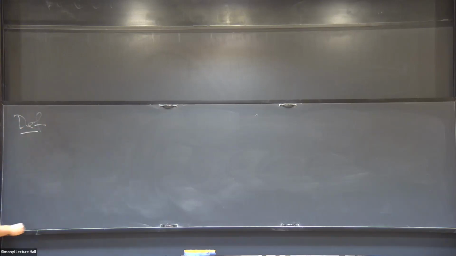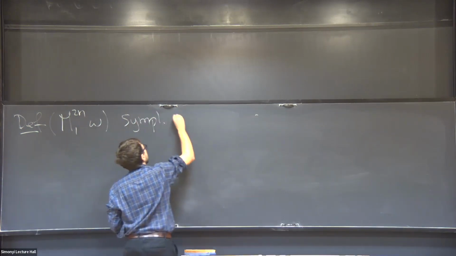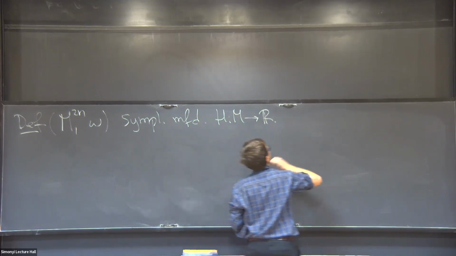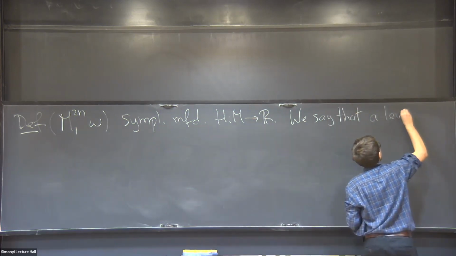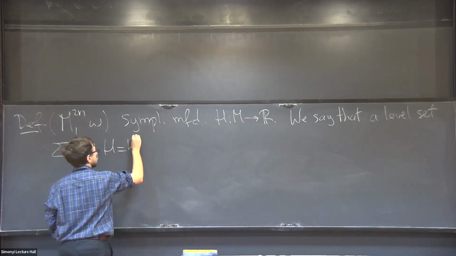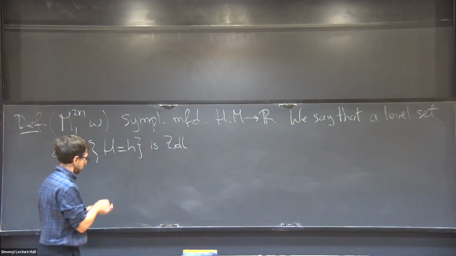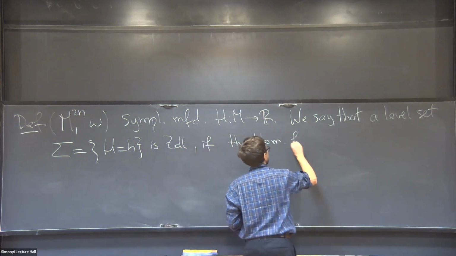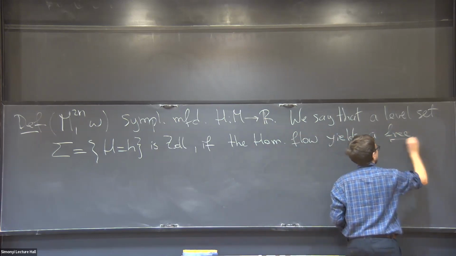So what I want to look at now: I take (M, ω) a symplectic manifold, and I consider H a Hamiltonian function, and we say that a level set Σ of this Hamiltonian function is Zoll, or that the system is Zoll at level H, if the Hamiltonian flow yields a free S¹ action on Σ.